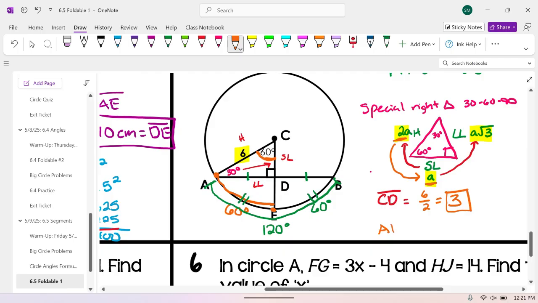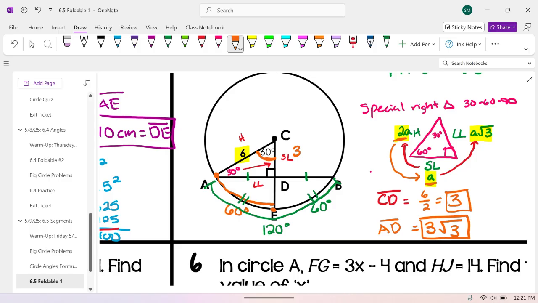Now, AD is our long leg. So if our short leg is 3, remember, to go from my short leg to my long leg, all I got to do is multiply by the square root of 3. So it's very easy: we just write 3 times the square root of 3, and that's our length for AD. All those special right triangle theorems can come back to haunt you. So I would definitely, if you didn't already, take note of this. This is a Math 2 concept.